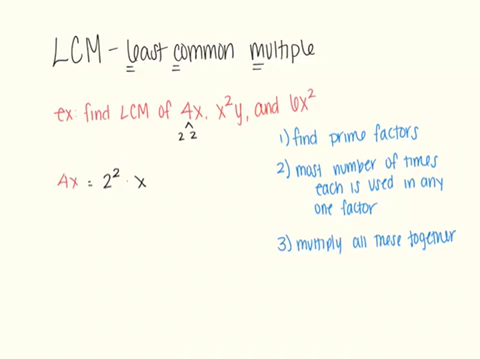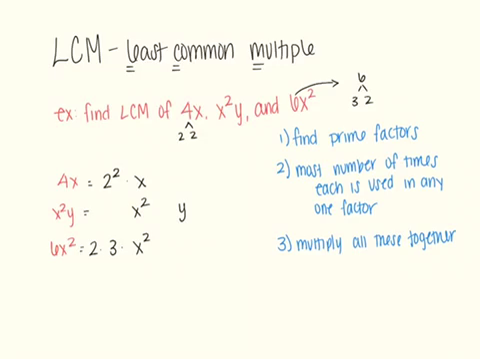So the next one, x squared y, doesn't have any numbers, so there's nothing to break up. X squared y. And then the last one, 6x squared. So I'm going to break up 6. My prime factor tree of 6 is just 3 and 2. So I'll have 2 times 3 times x squared. Okay, so there's my prime factor tree, or my prime factors.